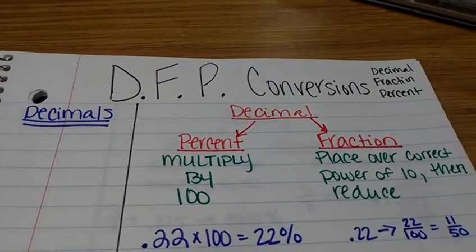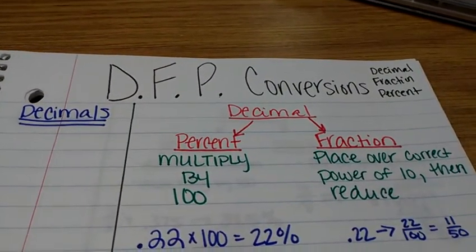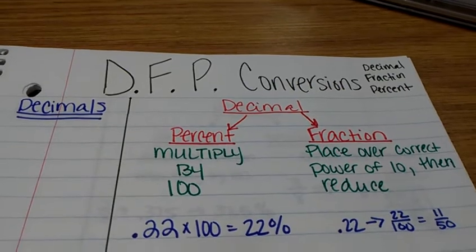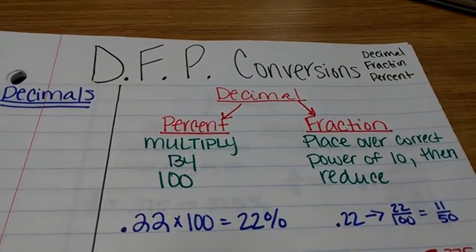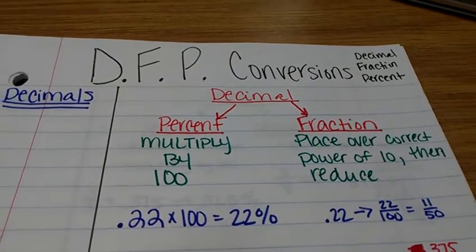Okay, DFP Conversions, which stands for decimals, fractions, and percents. You've seen these types of questions before, so we're just going to go over it rather quickly. D stands for decimals, so that's what we're going to start with.